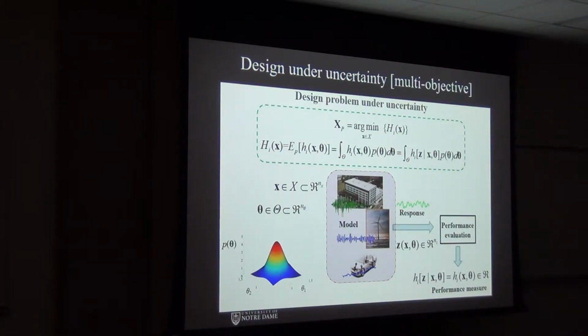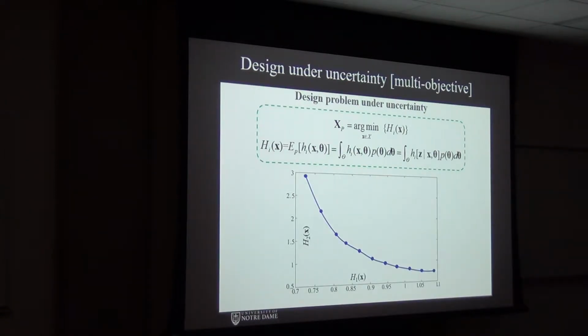So you have multiple objectives. I'm going to use the subscript i to differentiate between the different objectives that I have, each associated with a different performance measure related to my system response. And again, if your objectives are competing, there is no single solution, but you can identify the Pareto front in the objective space of optimum designs.